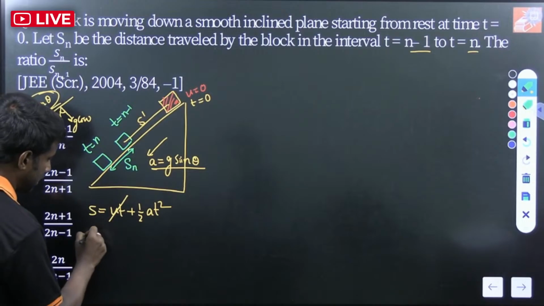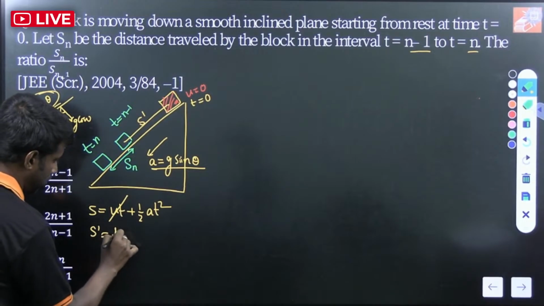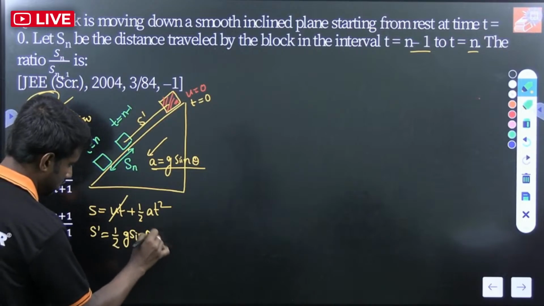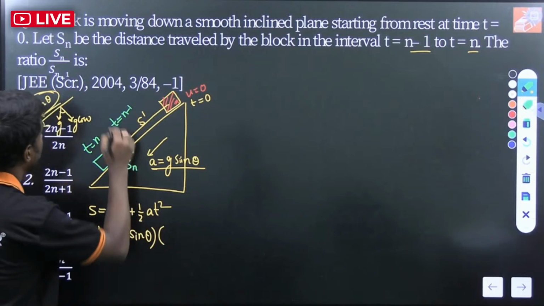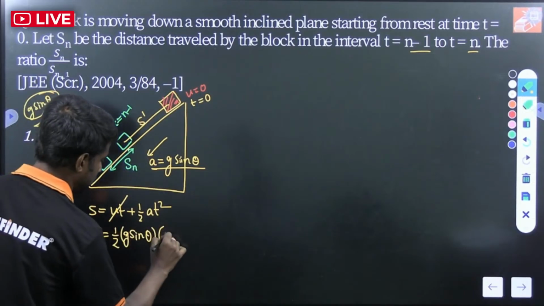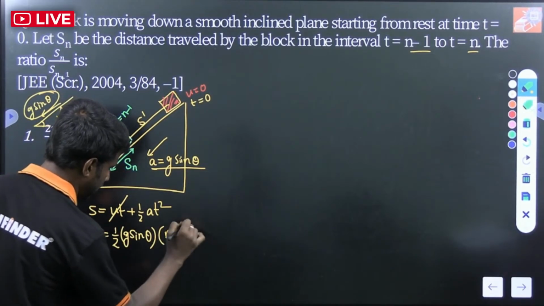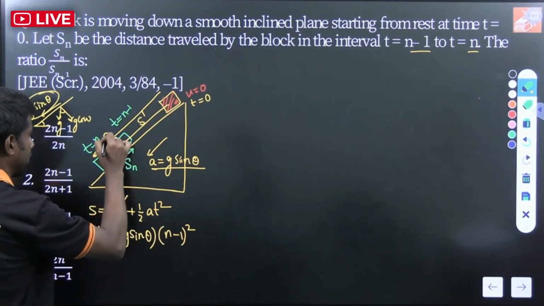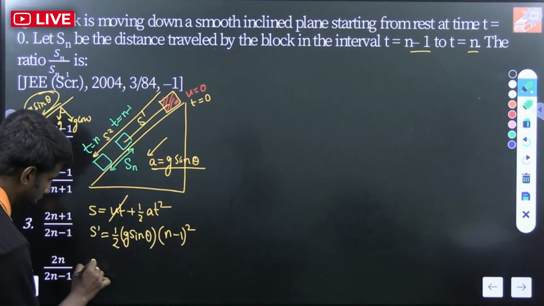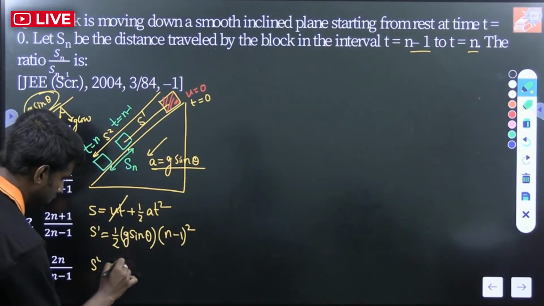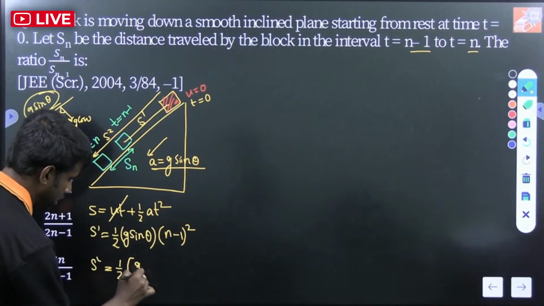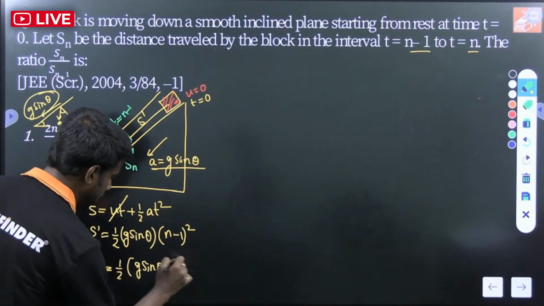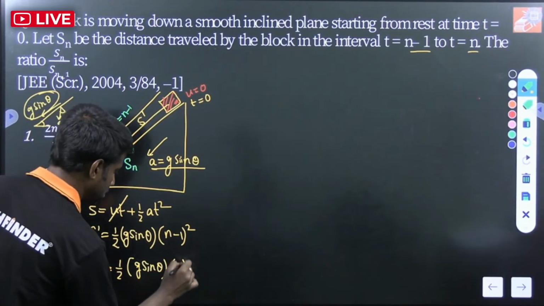So we will get S1 equal to half times acceleration g sin theta times time, which is n minus 1, so (n minus 1) square. Similarly, this will be the S2 value. So S2 will become 1 by 2, acceleration is the same, g sin theta, into n square, since the time is now n.